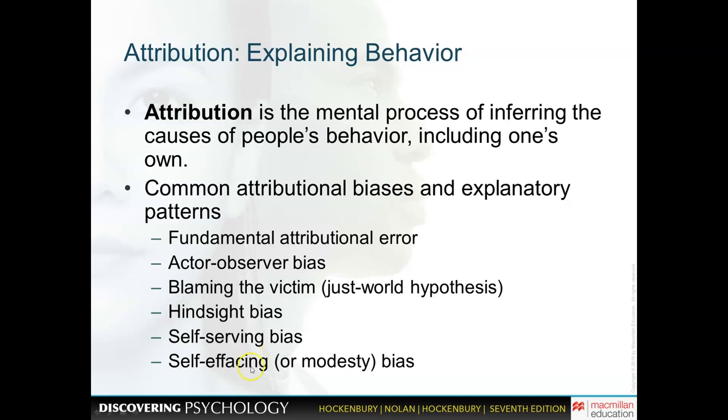The last type of bias is what's known as self-effacing bias. That's when we tend to blame ourselves for our failures, attribute them to internal personal causes, and downplay our success by attributing that to external situational causes. So basically that's saying, hey, I failed because I always fail. I'm just not a successful person, even though one's failure might be due to situational external causes.